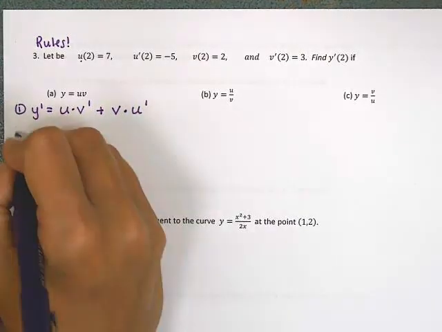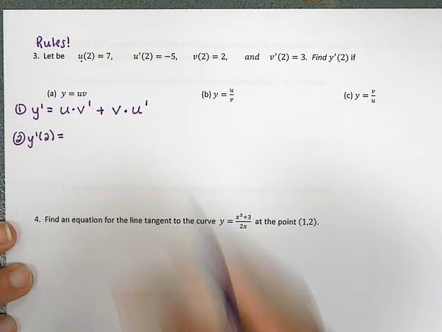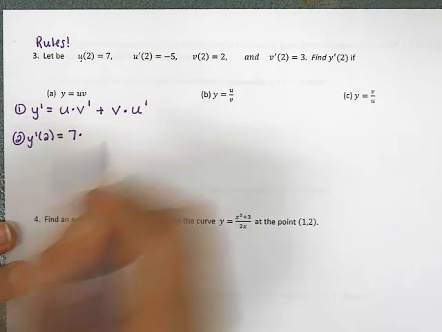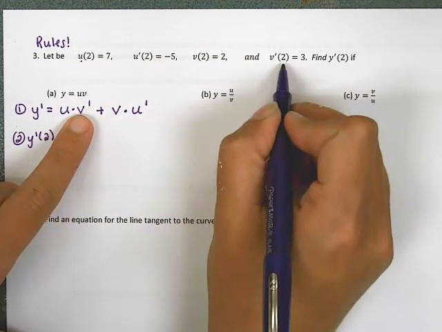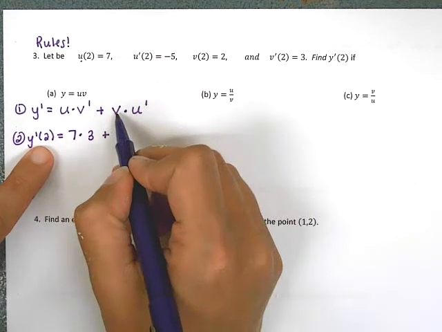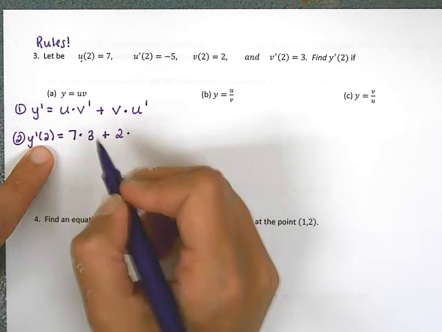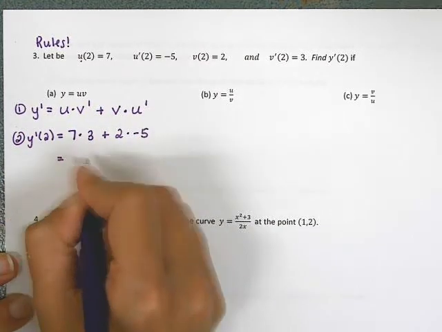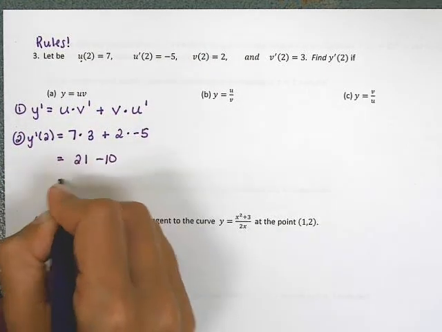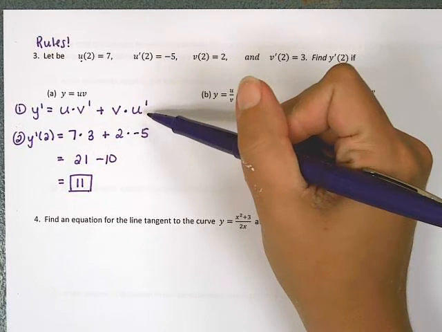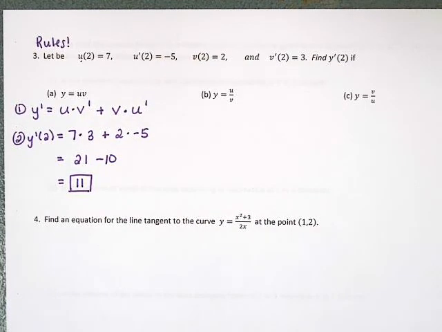Now I want to know these specific values at 2. So if I take a 2 and I plug it into u, based on this problem, it's a 7. If I take a 2 and I plug it into v prime, it's a 3. If I take a 2 and I plug it into v, it's a 2. And if I take a 2 and I plug it into u prime, it's a negative 5. So I would get 21 minus 10, which is 11. This problem allows me to see that you know product rule without actually having to do derivatives. So it's isolating product rule from other derivative rules.